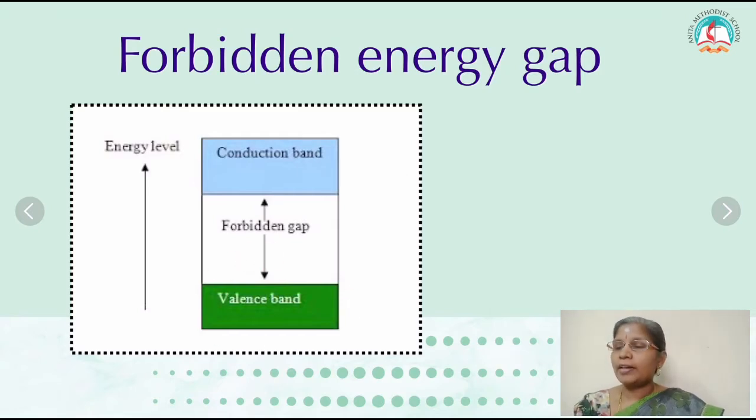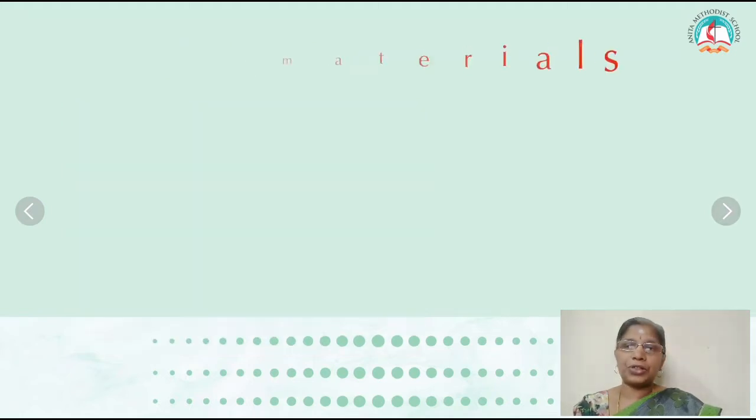What is valence band? Valence band consists of valence electrons. It is never empty. It is partly filled or completely filled. Conduction band consists of charge carriers. Mostly it is empty. The electrons or the holes are shifted from the valence band to the conduction band when the external field is applied. The energy gap between the valence band and the conduction band is called forbidden energy gap.